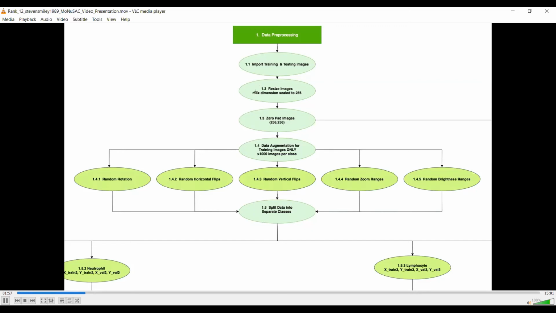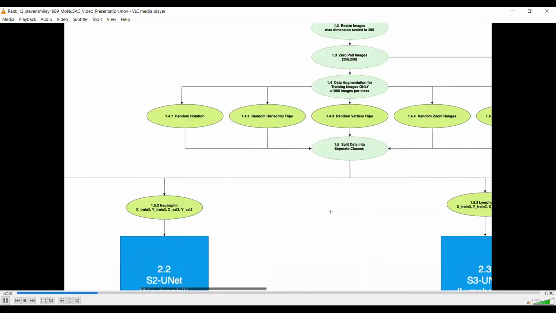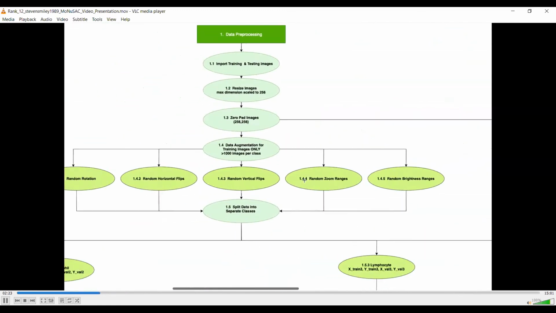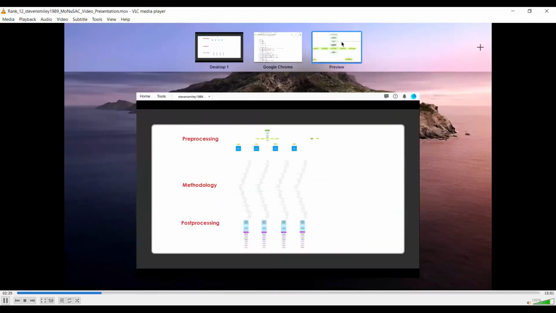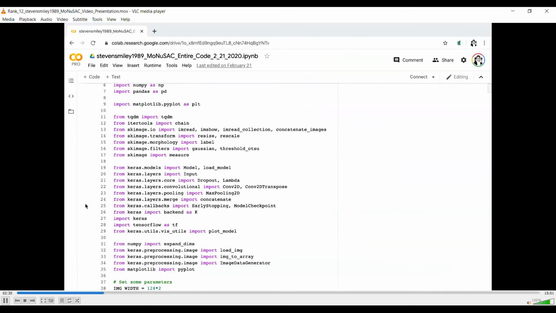So the first step in the pre-processing is resizing and zero padding. And the reason I say those two is because the images came in different flavors, different sizes, and not all of them were uniform in class. And the classes are macrophages, neutrophils, lymphocytes, and epithelial cells. So I'll show you the code and how I was doing that. There are quite a few libraries I used.